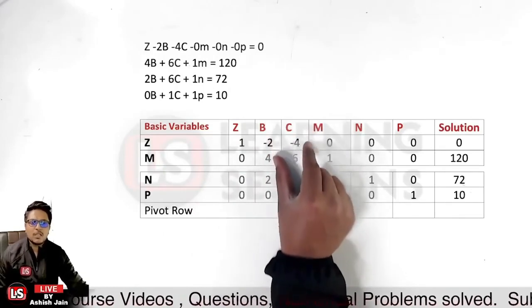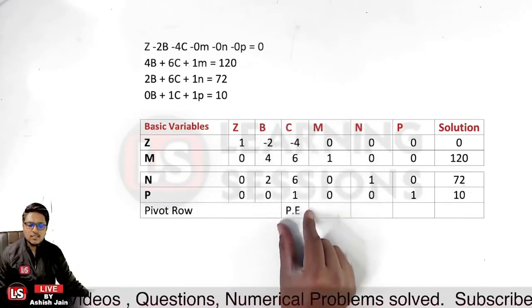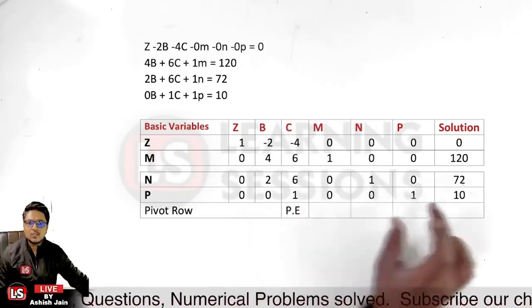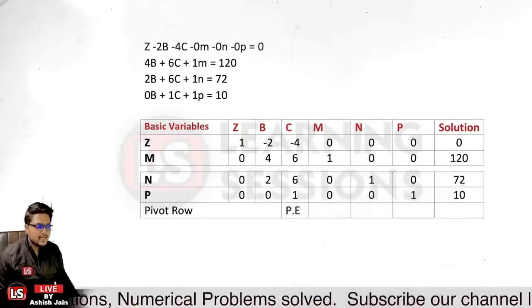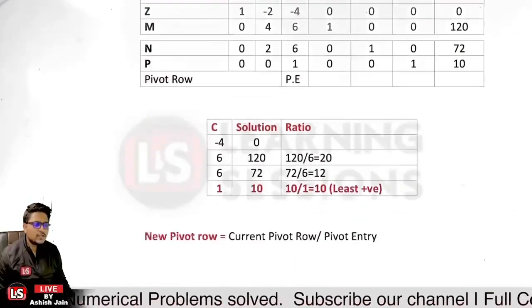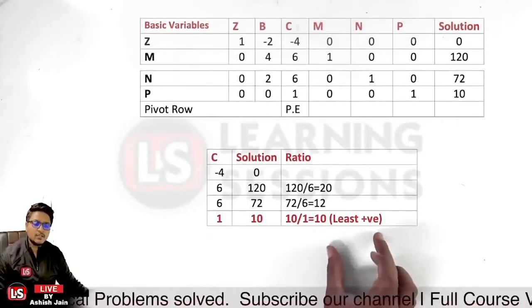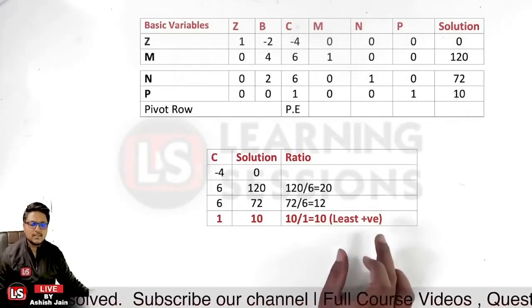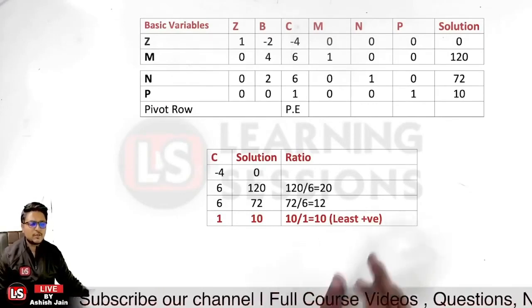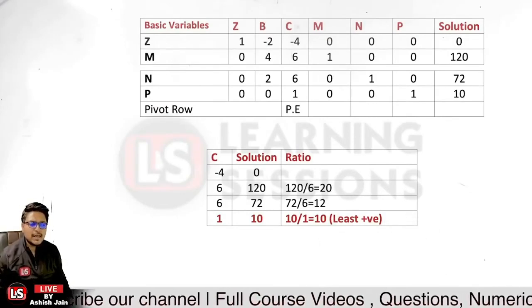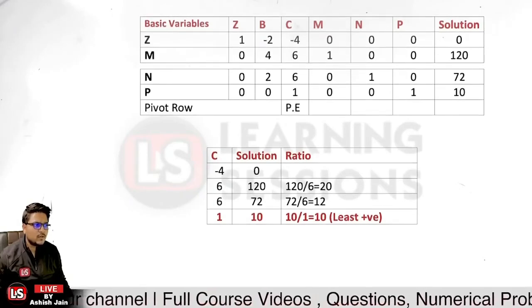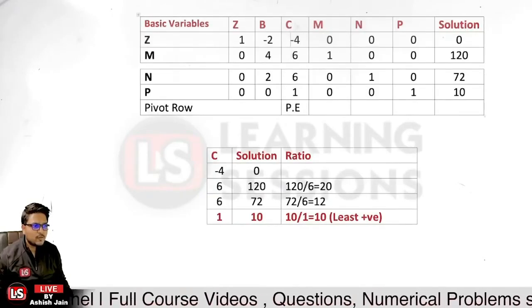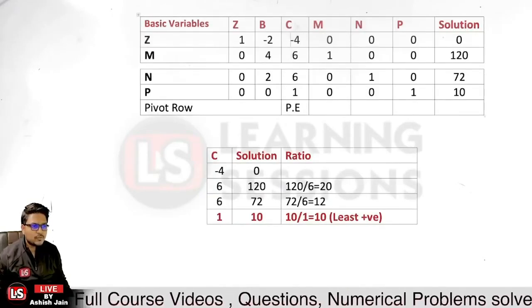So we picked up all the values of the C column, and further the solutions, found the ratios, and looked at the solution for the same. We found that 10 is the least positive in this case. So what will that form? That will form your pivot row.